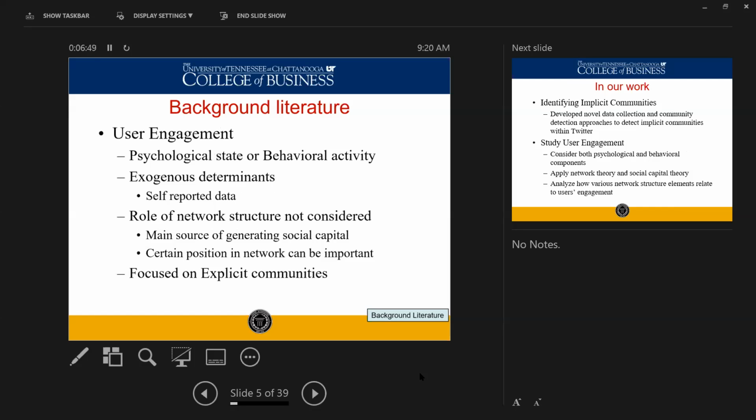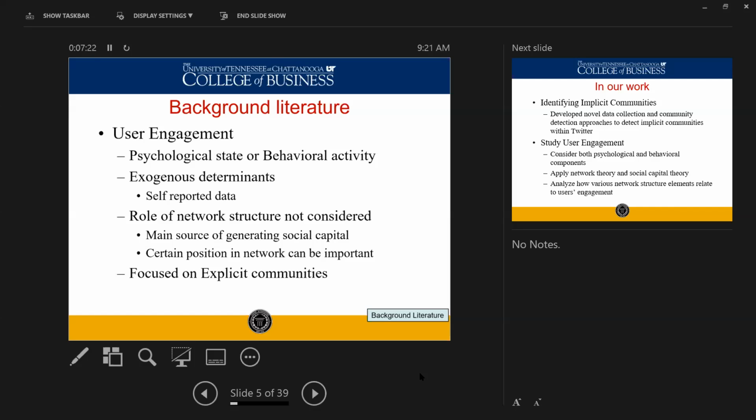So one of the key things which we are interested in studying is the user engagement in these communities. The user engagement is defined as the psychological state or behavioral activity. So basically there are two parts to the user engagement: they are psychologically involved in these communities, and what is their behavioral activity in this community, how they behave, how much they log on, how much they contribute, how much they read. Those are all their behavioral activities.